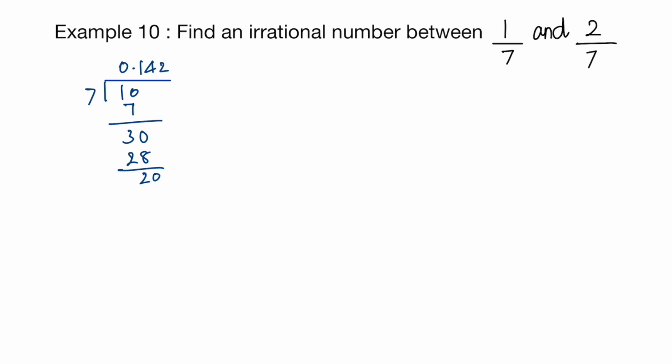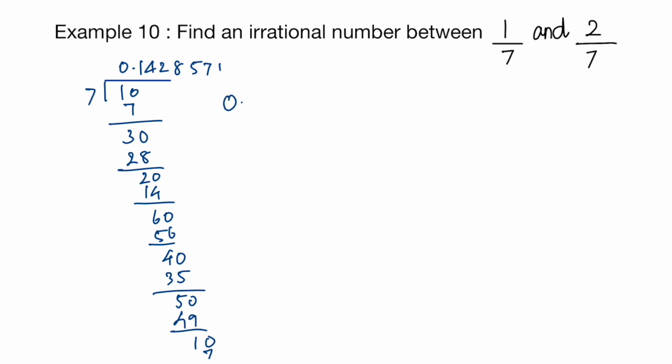7 times 2 is 14. You get a remainder 6. 7 times 8 is 56. You get a remainder 4. 0. 7 times 5 is 35. You get a remainder 5. 7 times 7 is 49. You get a remainder 1. 7 times 1 is 7. Okay, so this goes on. So what is your value?